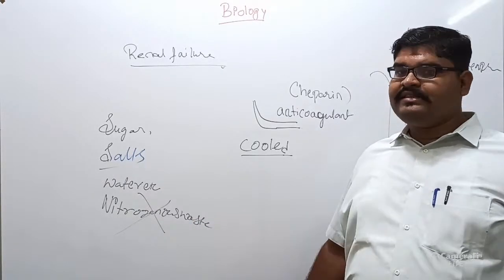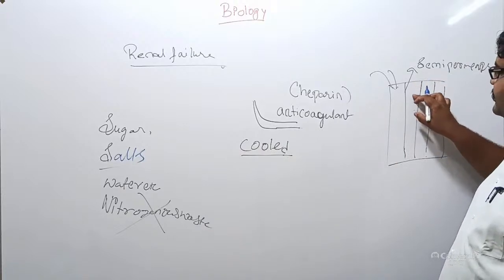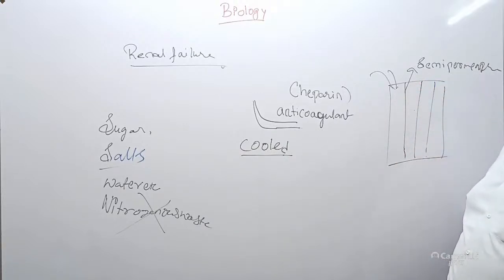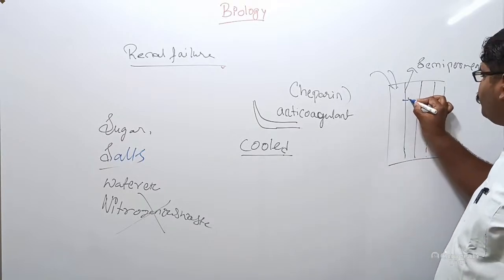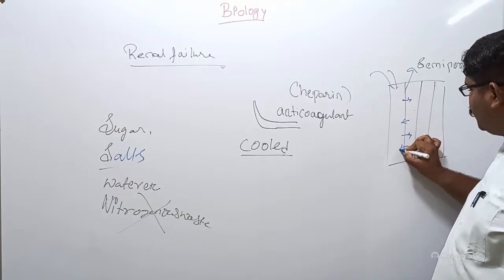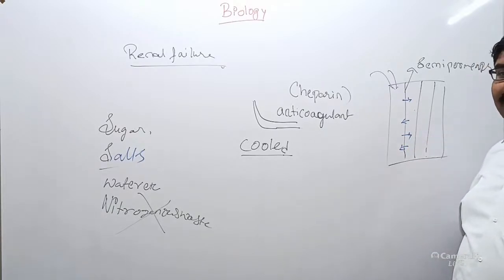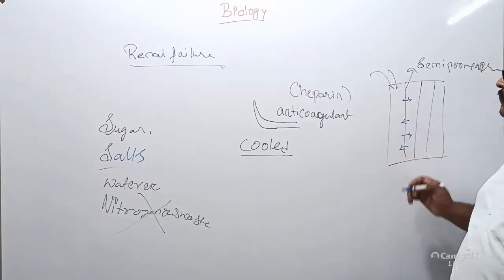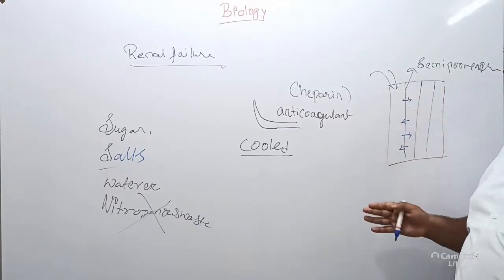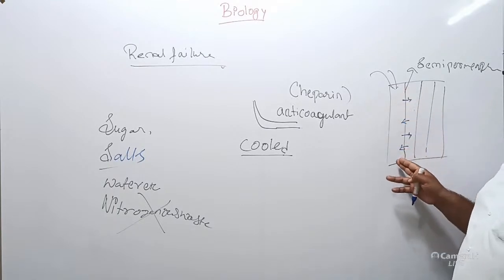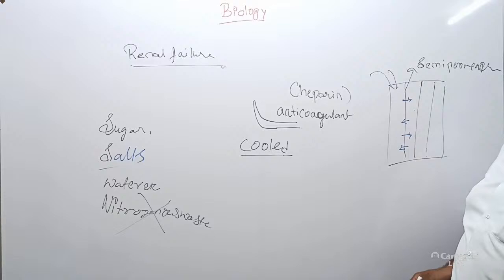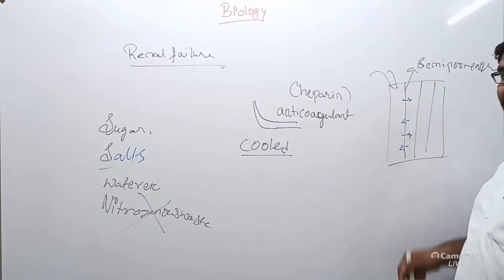So what is happening is, when this dialysate is added into the second compartment, there is movement of molecules from a region of higher concentration to a region of lower concentration. In this method, the blood which is rich in sugar, salt, water, nitrogenous waste and all those things is in the first compartment, and the solution which is rich in only sugar, salt, water and all those essential materials is in the second compartment.